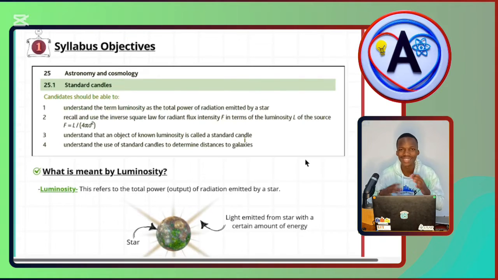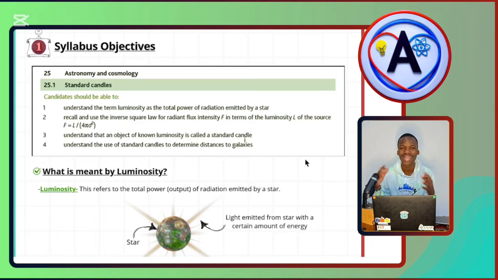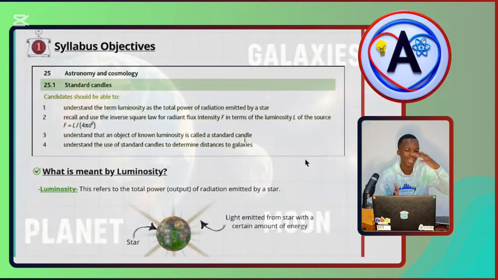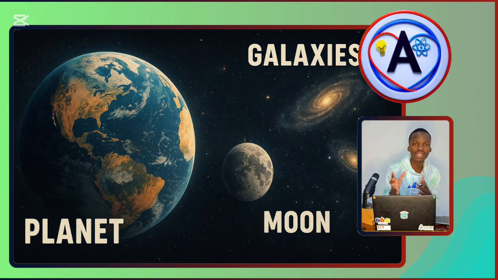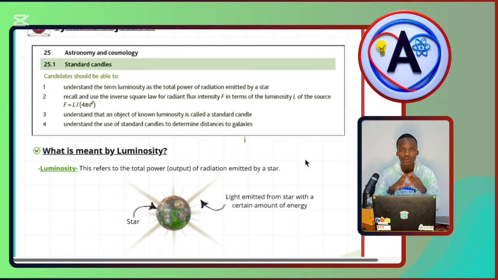So to start off, we want to understand what exactly astronomy and cosmology is to begin with. This is a topic that explores astronomical objects. This ranges from planets, moons, galaxies, and all of these bodies and how they interact. So we're going to start off with luminosity.